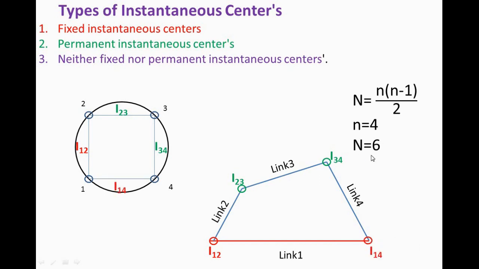So out of 6 instantaneous centers we have positioned 4 instantaneous centers. Still 2 instantaneous centers are missing. So out of these 4, here we can observe that as link 1 is fixed, it will not have any kind of relative motion. So I12 and I14 are the fixed instantaneous centers because they are not going to change their position.